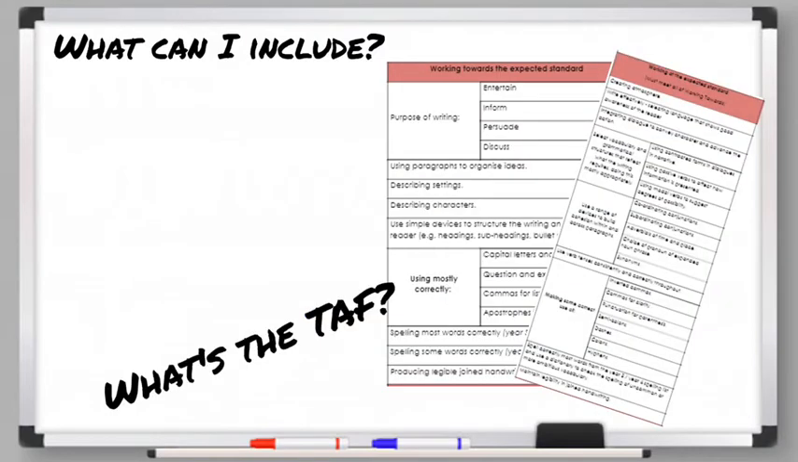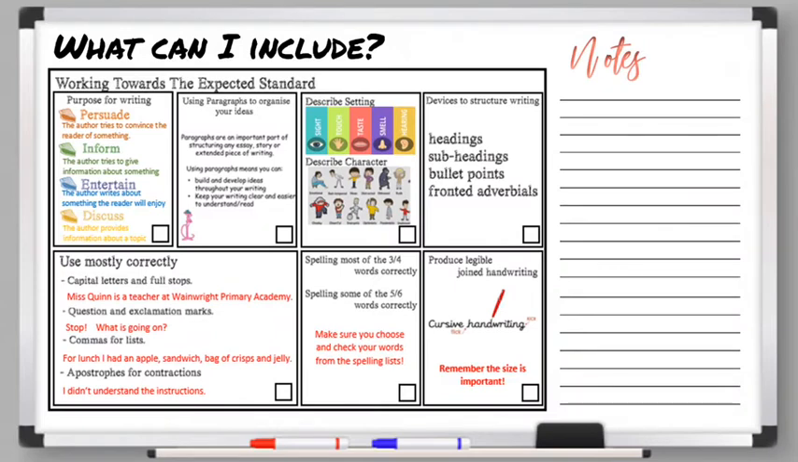Again, look at that child-friendly TAF that we've been using in the previous videos. You are informing people about the things that have happened in your life. You could also slightly argue that it is to entertain others, because you might embellish on some of the things that have happened in your life, but the main thing here is that we're writing to inform.